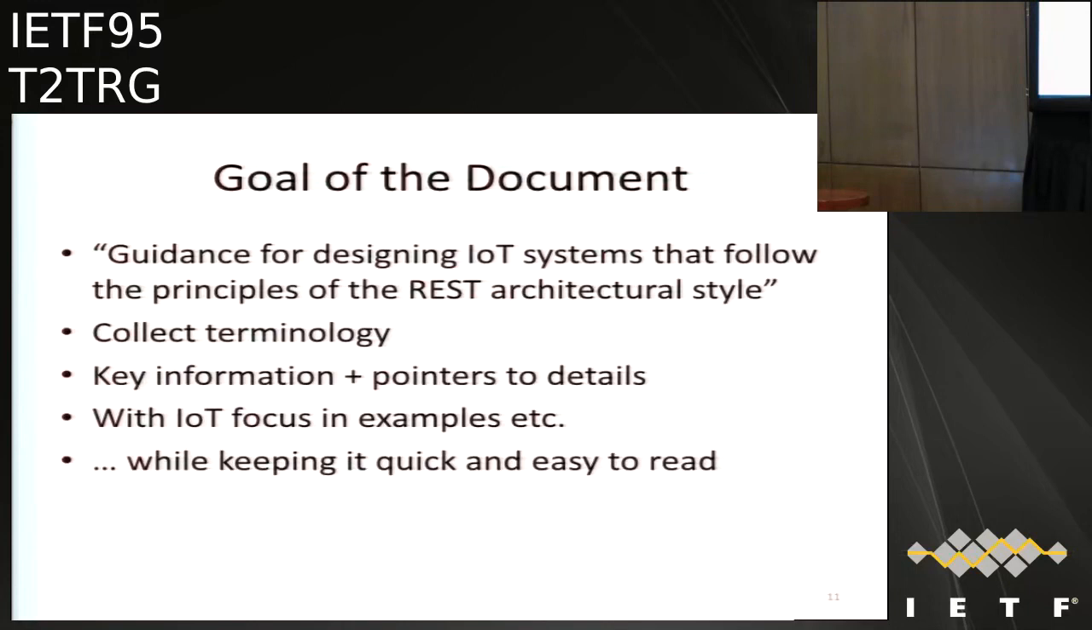So the idea would be to collect some of this guidance across various sources, RFCs, etc., and put it in one document that you could easily give to someone who is designing these systems, designing APIs, designing services, and they could at least get the basics right. Also, the idea is to collect terminology there, so we have a common language for discussing these things, and have the key pieces of information and pointers to details. So this document is meant to be short, focus on IoT, have a few examples, be quick and easy to read, and then have a lot of pointers where you can find more information.